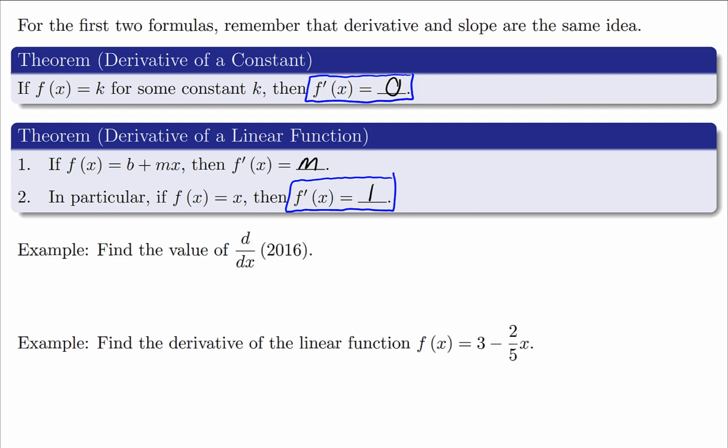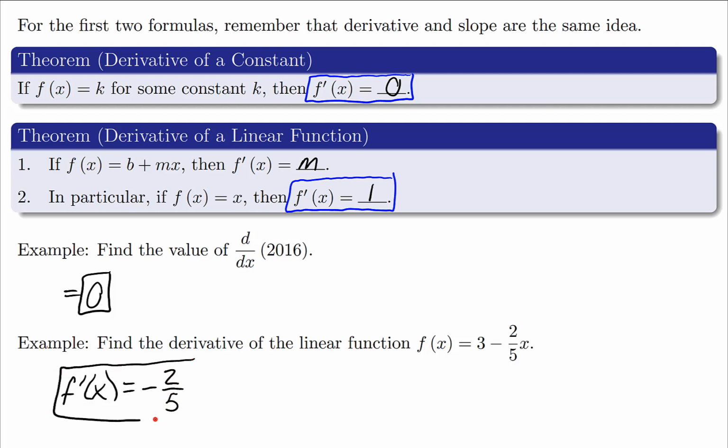So for a quick example, find the derivative of 2016. Well, 2016 is a number, so the answer is just 0. The derivative of any number is 0. Find the derivative of this linear function, 3 minus 2/5 x. Now for the first problem, I use this d by dx notation. For the second one, let's give it a name, f prime of x. It would just be the slope here, and the slope of this line is negative 2/5.